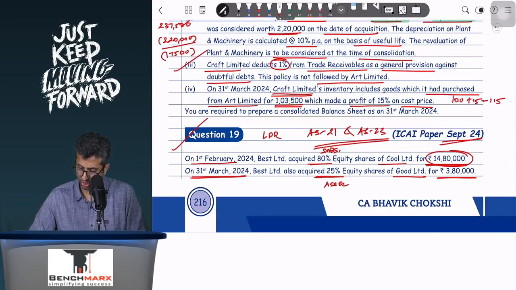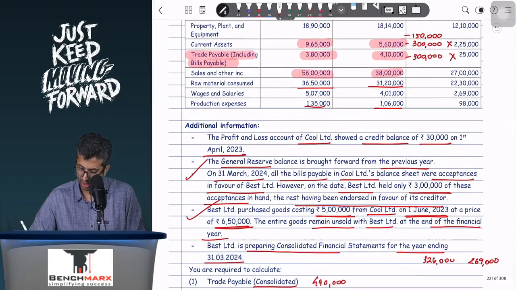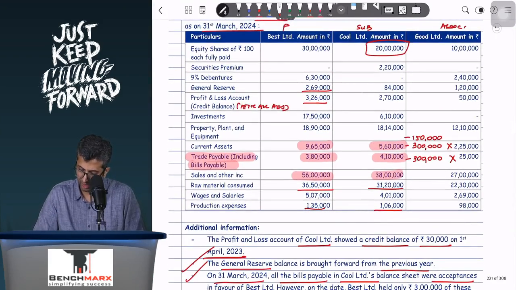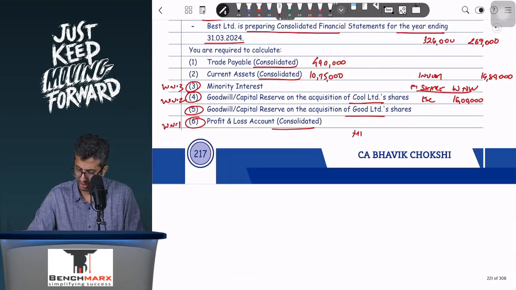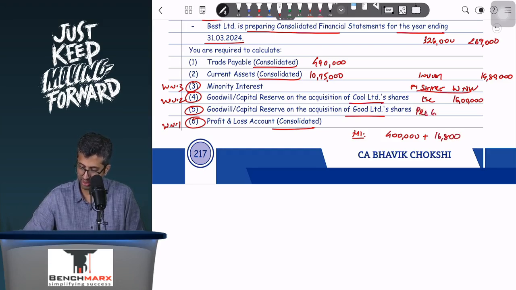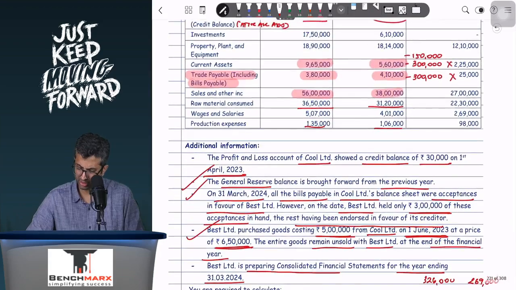And then when you sit to calculate the profits, you have been told general reserve is entirely from the previous year. So when I look at general reserve of 84,000, अच्छा यहाँ पे अपन एक काम करेंगे minorities interest. In minorities interest you will take the other 4 lakhs of share capital plus in general reserve 84,000 into 20%. 16,800 and pre-acquisition general reserve will be 84,000 into 80%. 67,200.